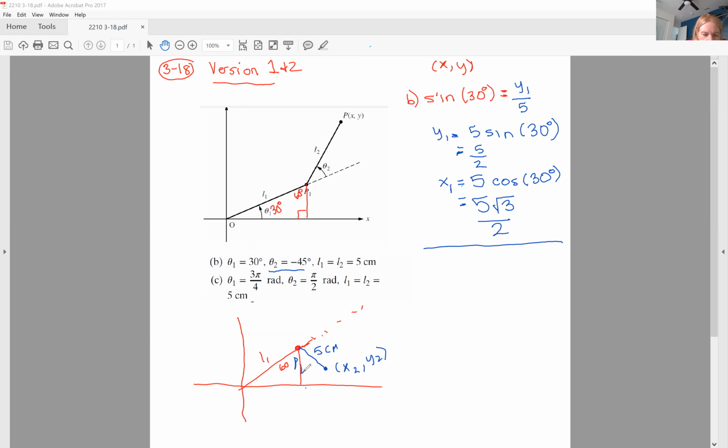And I can make a right triangle right here. Now, what do I know? Well, I know that that's 60 degrees. And I know that this angle right here is theta sub 2, which is 45 degrees. So I know 60 degrees, I know 45 degrees. I want to find out what this is.